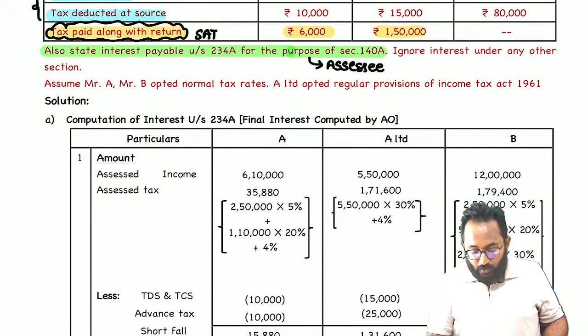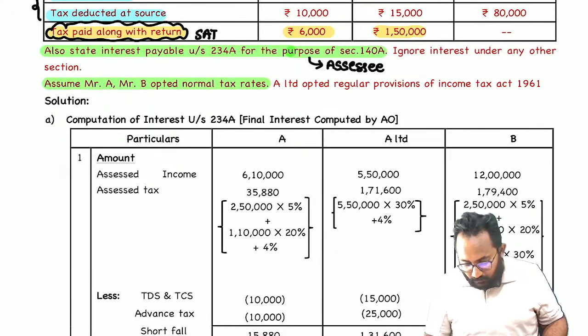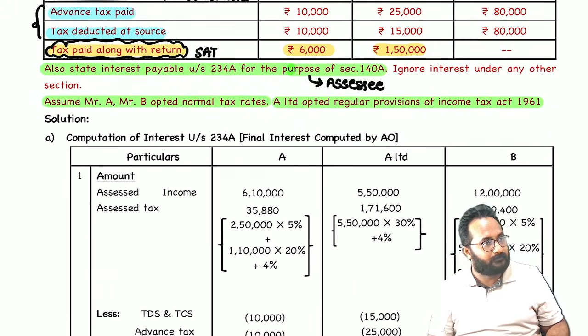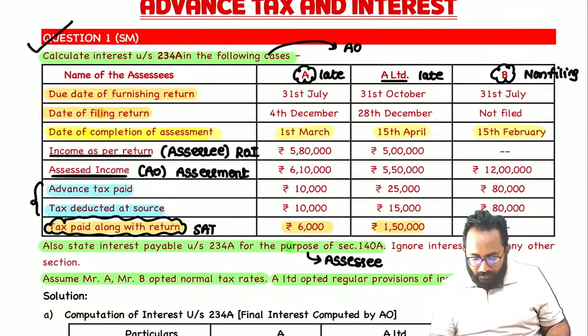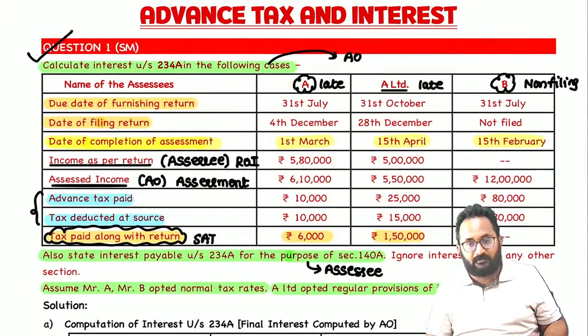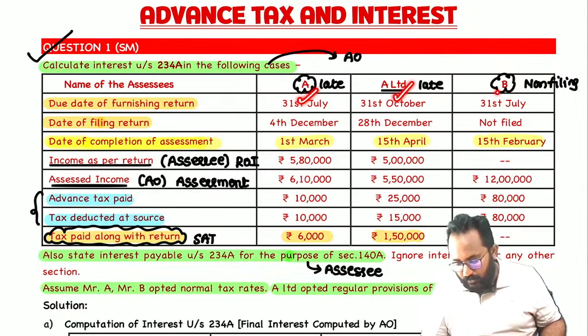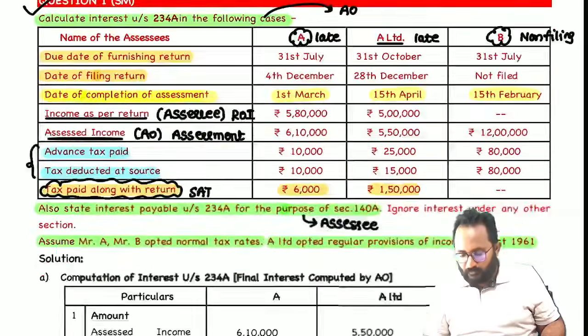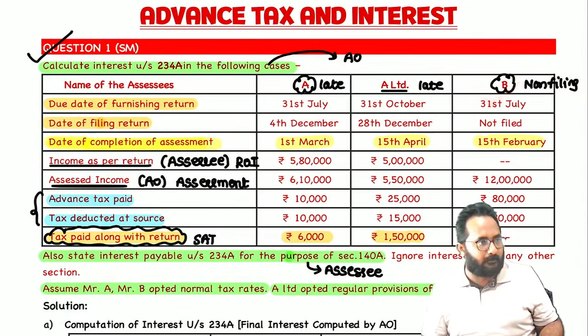They are ignoring every other section of interest, provisions like B, C, etc. SSCs have opted for the normal provisions. Company also opted for the normal provisions. First they asked for the AO computed interest, right? So AO will compute for late filing also, and non-filing also. For non-filing, he will compute directly. Here, these two things finally they will compute.